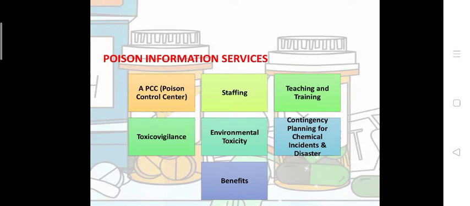Then we have poison information service. We have poison control centers as well, who also have teaching and training professionals who give educational programs to all the community people. Especially, they have a toxicologist, who has deeper knowledge regarding the toxicants present in the environment. It can be pesticide, insecticide. They have more knowledge about environmental toxicity and about chemicals. They have knowledge regarding all these aspects.